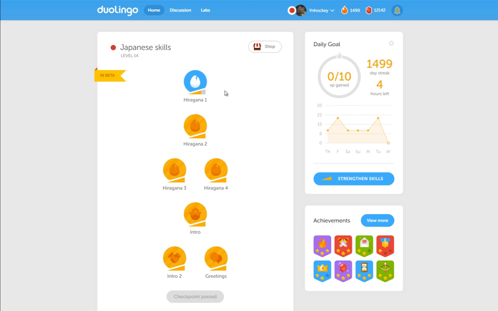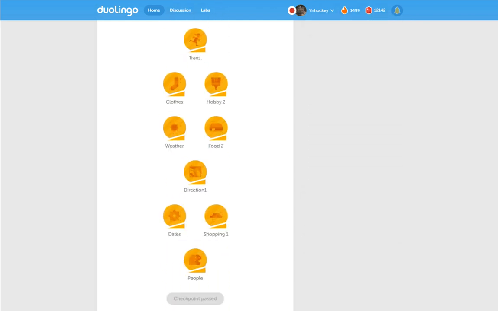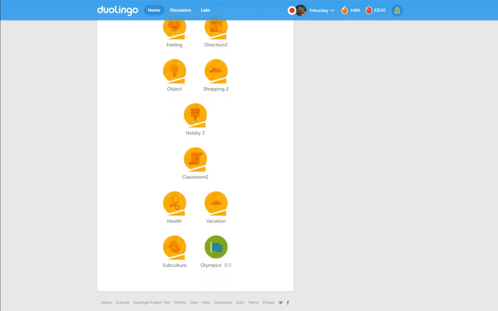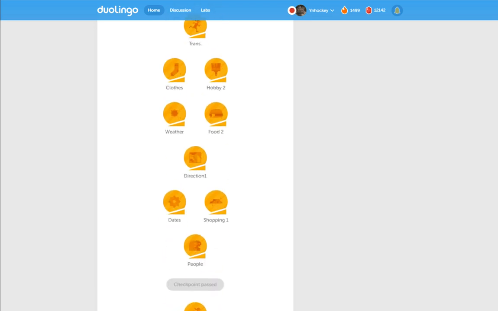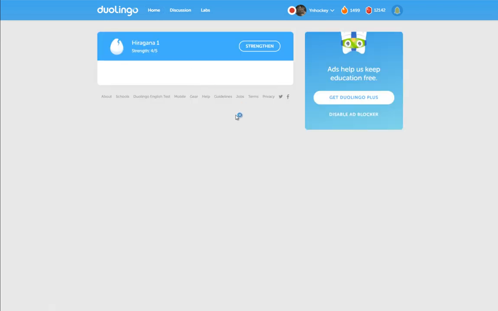So first of all, I have to do this Hiragana 1 lesson. Hopefully it will be simple. And then, as you can see, the entire tree is all gold. And there's the one lesson left. So I'll do both of them, hopefully get everything correct and get some people inspired to learn languages on Duolingo and everywhere else. So let's start.